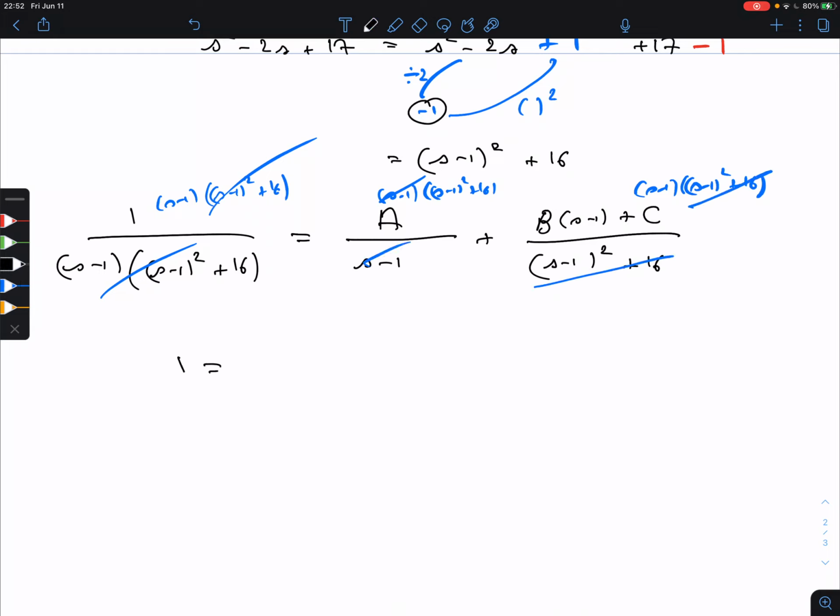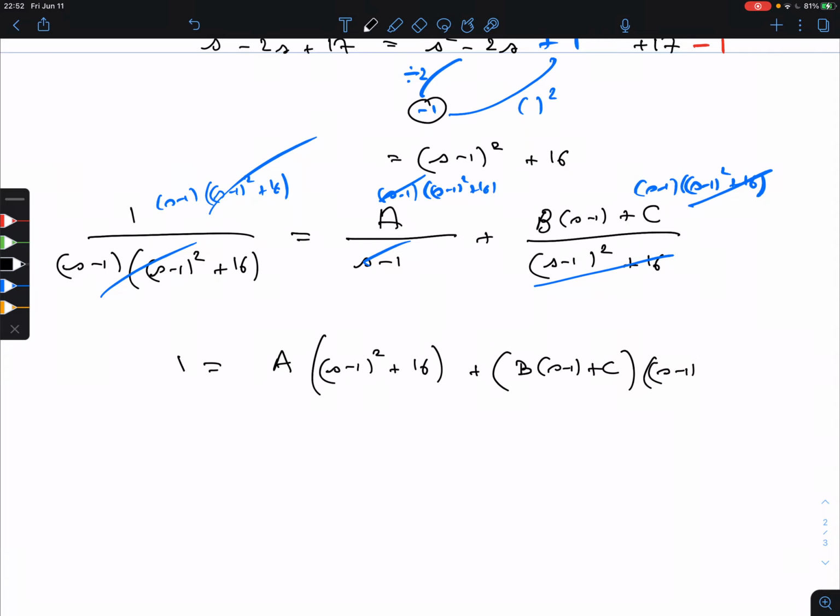So I get 1 is equal to a(s minus 1 squared plus 16) plus (b(s minus 1) plus c). This whole thing between parentheses, because the whole thing has to be multiplied with s minus 1 squared plus 16, s minus 1, sorry. Right, this is what is left.